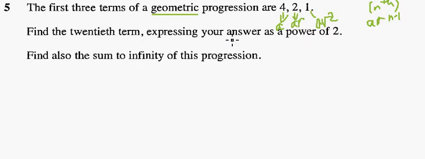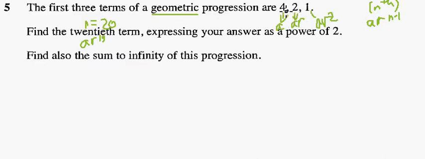This makes sense in terms of finding the 20th term, because we know that it's going to be the initial term times r to the n minus 1. n will be 20 here, so it's going to be ar to the 19. But obviously we need to know what a and r are.